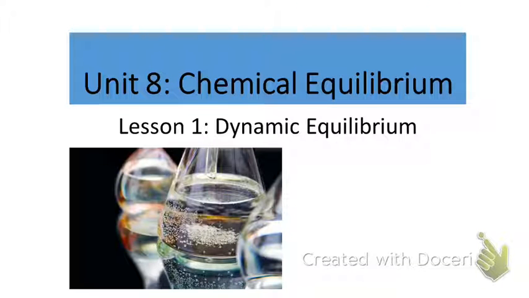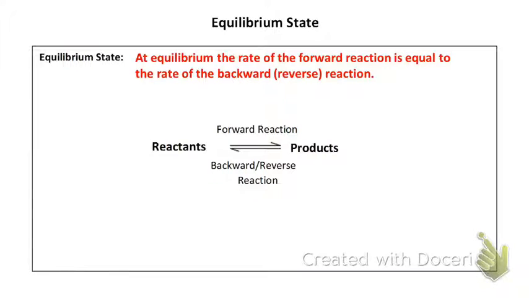All right, let's get started with Lesson 1, Dynamic Equilibrium, Unit 8, Chemical Equilibrium. Now, not all reactions will go to completion, meaning that not all reactants are converted to products. In fact, sometimes products themselves will react with each other and reform reactants. In this case, the reaction is considered a reversible reaction. To indicate a reversible reaction, we use a double arrow notation as shown here in your notes.